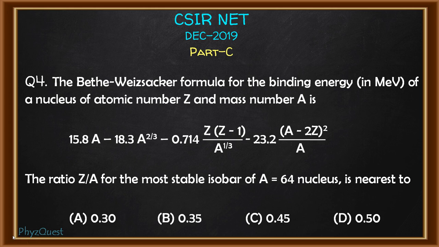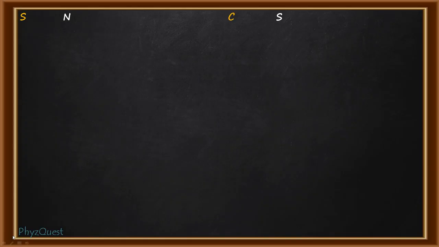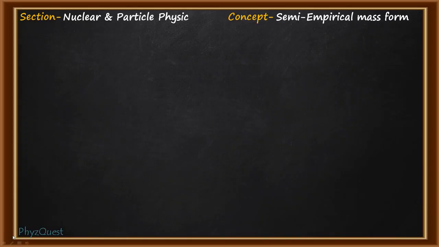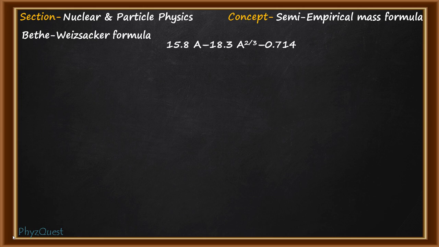So let's get started. This question comes from the section Nuclear and Particle Physics, and the concept involved here is the semi-empirical mass formula. Here we are given a formula to calculate the binding energy of the nucleus, which is known as Bethe-Weizsacker's formula, also known as the semi-empirical mass formula, which has a collection of different terms.